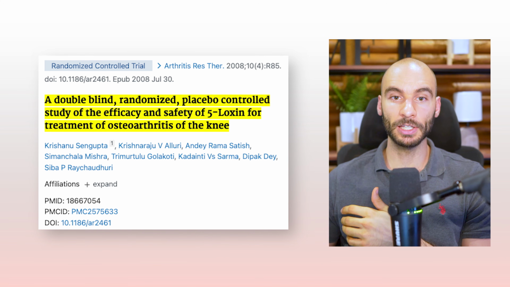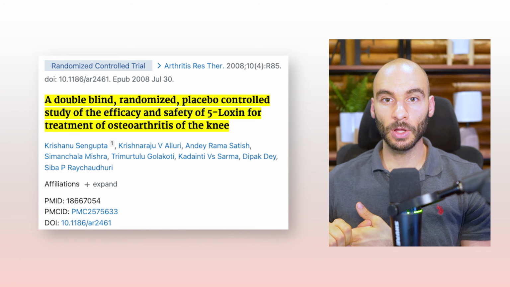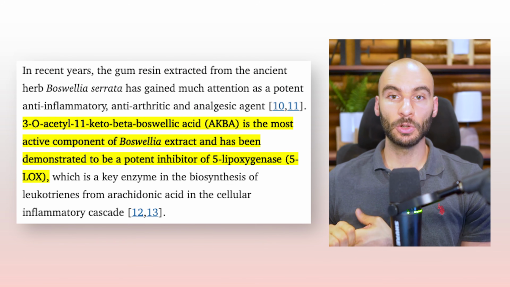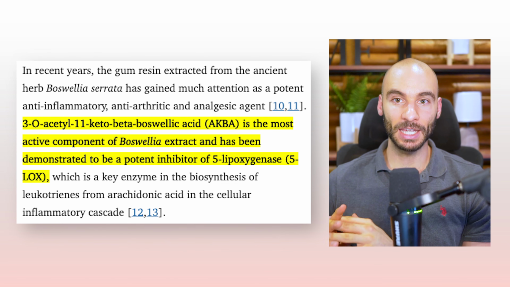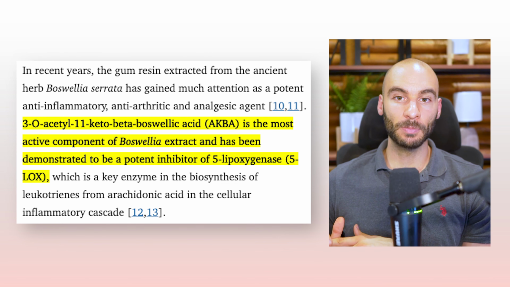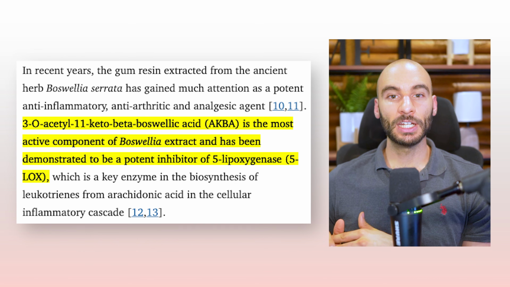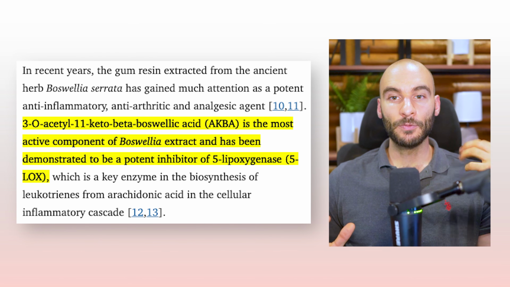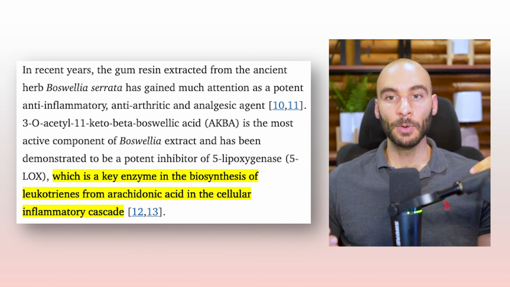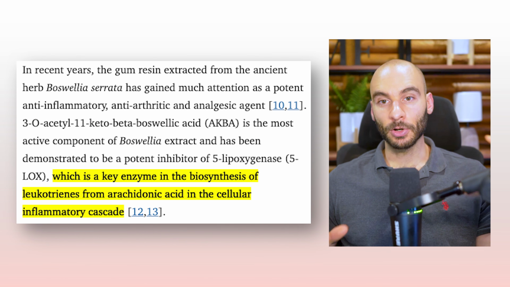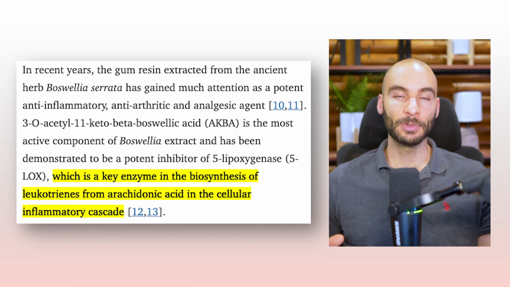Next up, we have Boswellia. So basically there's a component in Boswellia. It's called 3-O-acetyl-11-keto-beta boswellic acid. It's abbreviated as AKBA. It is the most active component of Boswellia extract and has been demonstrated to be a potent inhibitor of 5-lipoxygenase, so LOX, the enzyme that I showed you in the graphic, which is a key enzyme in the biosynthesis of leukotrienes from arachidonic acid in the cellular inflammatory cascade.